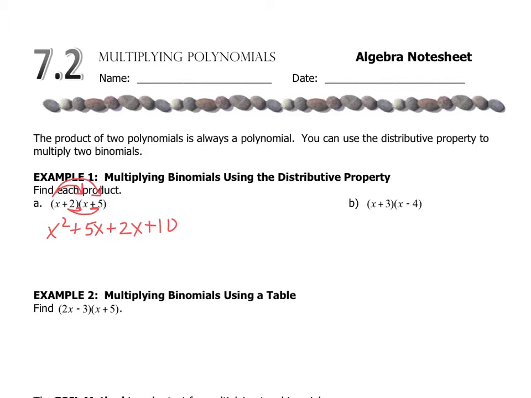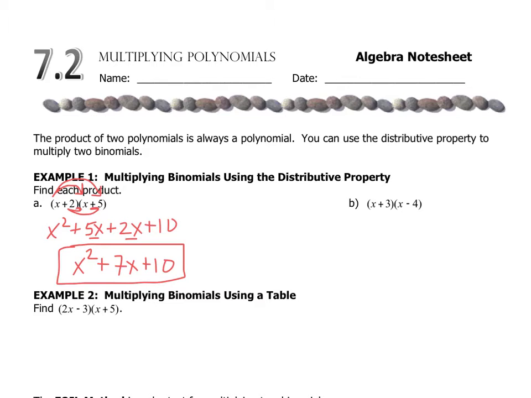Then I look to combine any like terms. I can see x's can go with other x's, and that would give me this trinomial of x squared plus 7x plus 10. So we're multiplying two binomials, and we end up in this case with a trinomial.